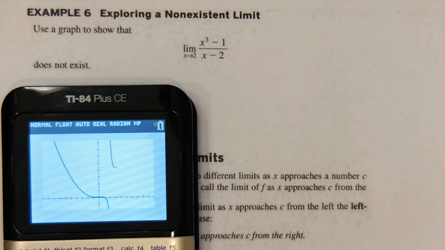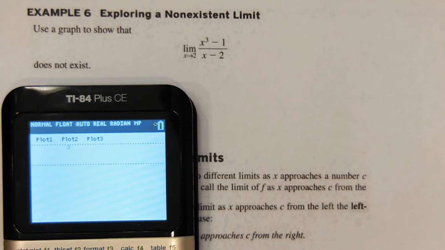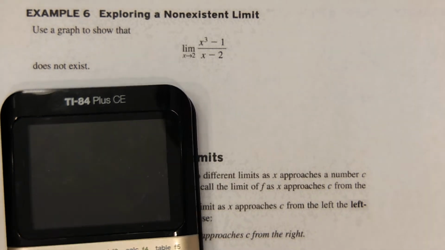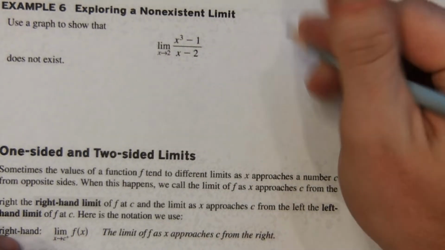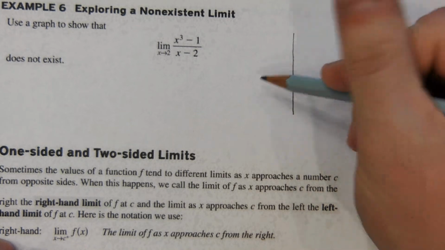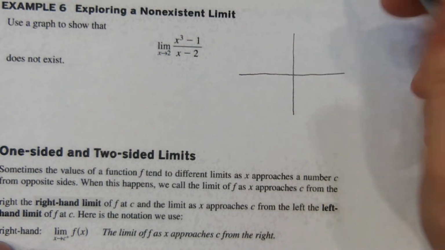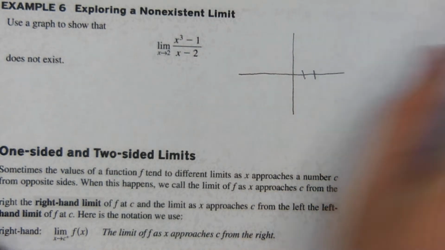Whoa, shot down at x equals 2. Holy cannoli. What an interesting shape. Let me sketch it out real quick. Picture not drawn to scale, of course. You knew I was going to say it. You knew it was coming.